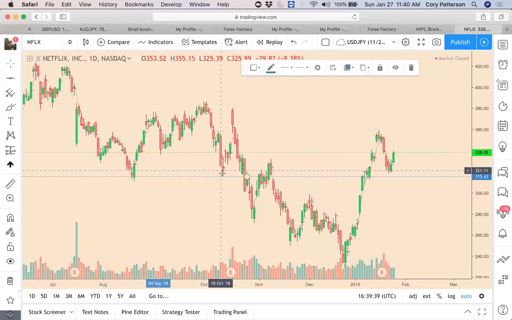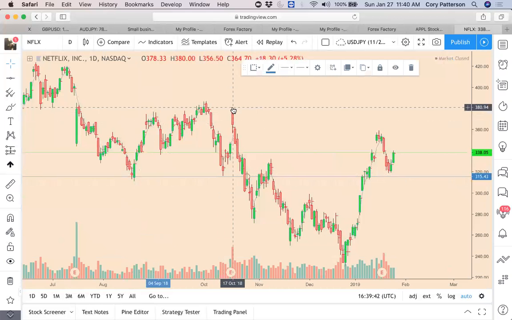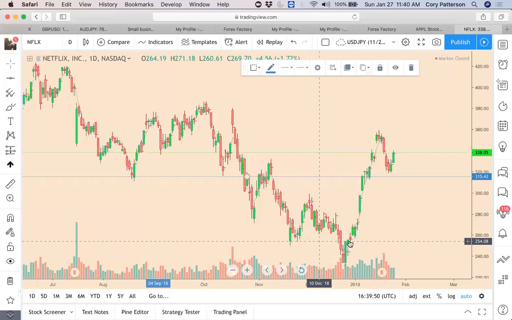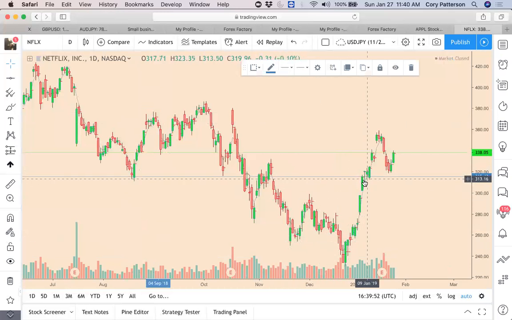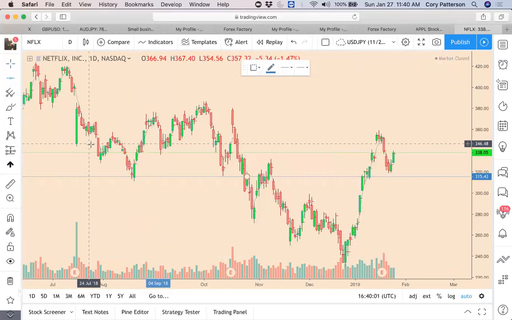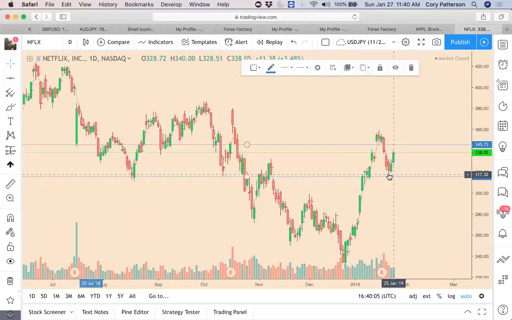Came back down to this level, rejected, pushed back up. This time it broke through and went down. This time it came up, broke through, and then rejected it and pushed back down. And we're in the same type of move right now. It broke through it right here, pushed all the way back up. This is another level to consider because you got this wick right here. And now people are buying it because it's near that same level of 315 again.